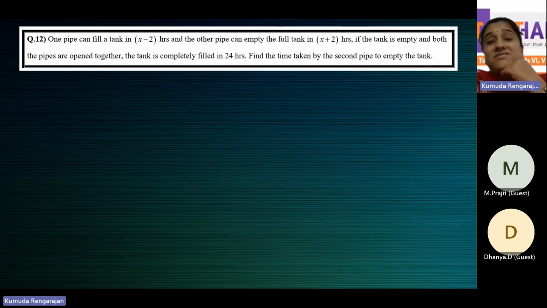Find the time taken by the second pipe to empty the tank. Okay, so they're not asking about the first pipe, but we'll be finding both first and second. So find the time taken by the second pipe to empty the tank is the question. All right.